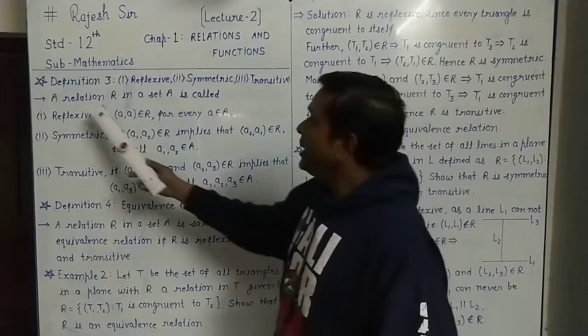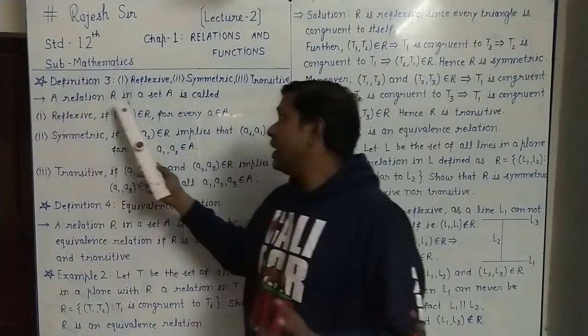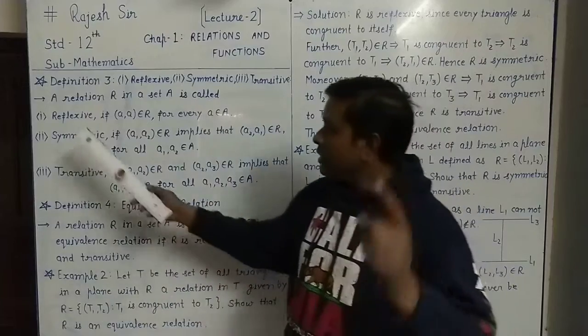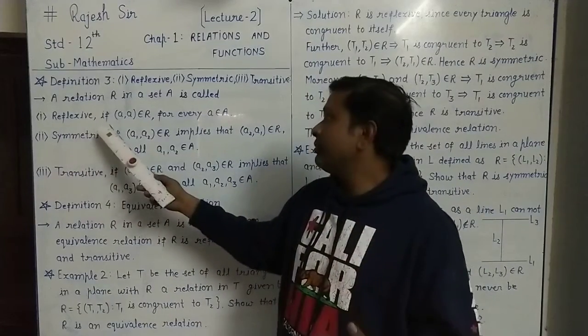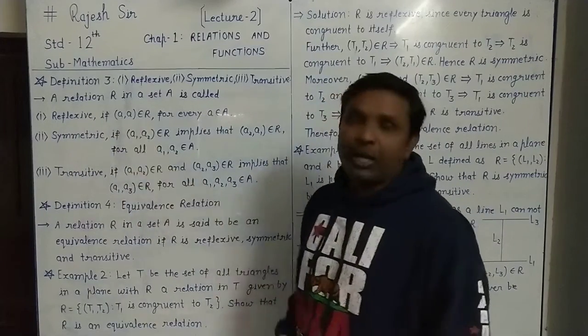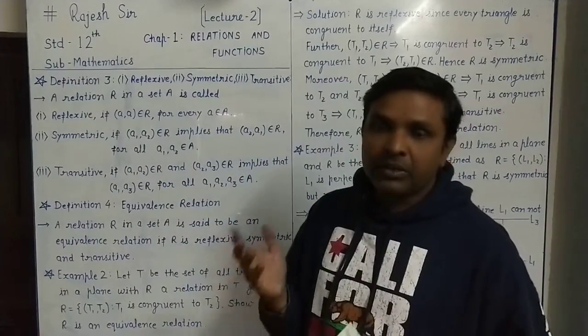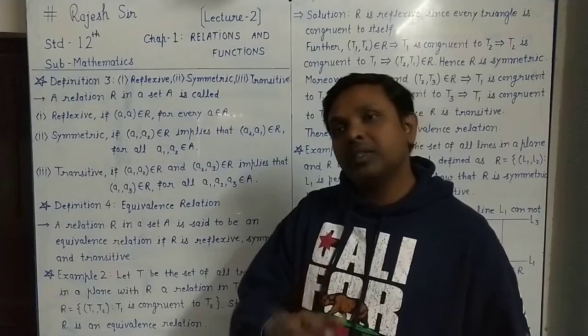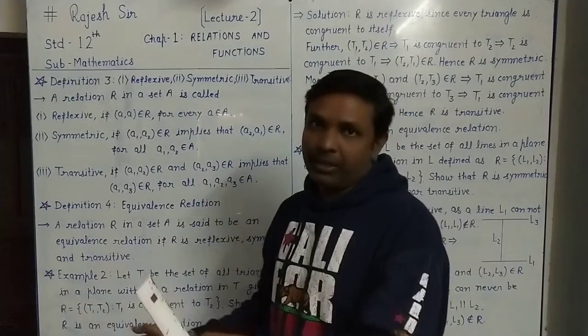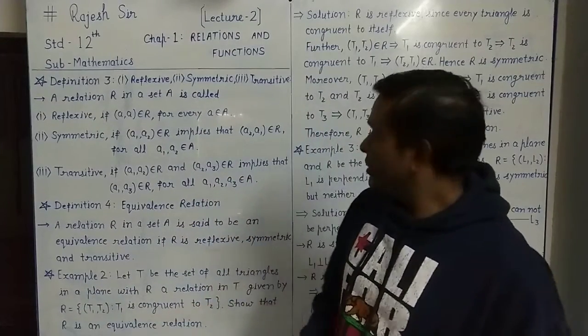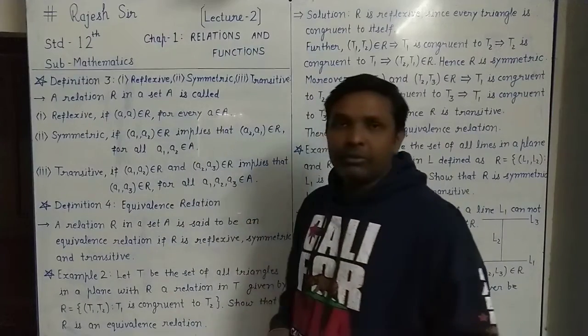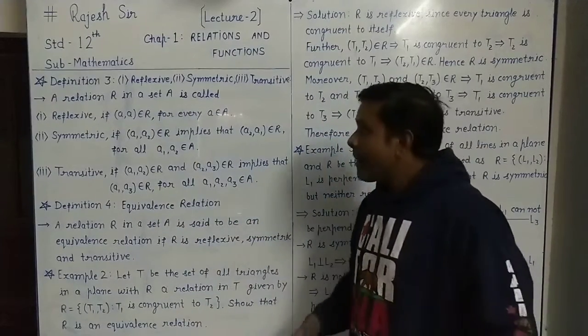A relation R in a set A is called, number 1, reflexive if (a, a) belongs to R, which means a is related to a. The same thing is related to itself, like a equals a, for every a belonging to A. We will understand this with examples also.